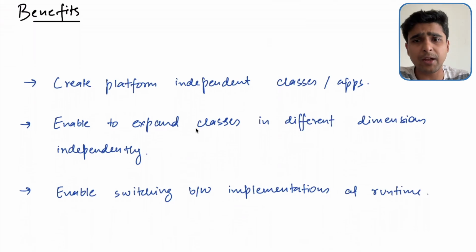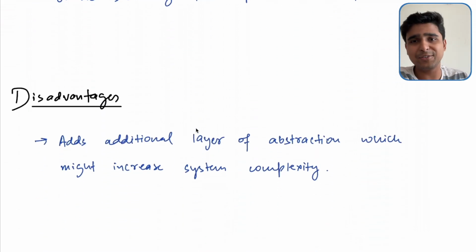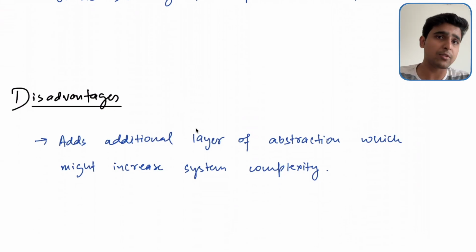So these are all the benefits. And the disadvantage, as usual, is that it adds an additional layer of abstraction which might increase your system complexity, but overall it is very useful in scenarios which we have mentioned above, if you have different properties, or if you want to switch between different implementations at runtime.